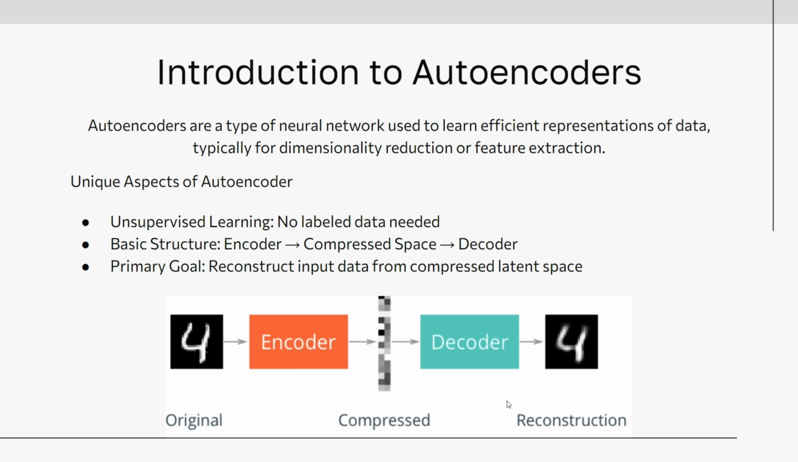So, the basic structure of an autoencoder is that we have the input data, then we give it to the encoder. The encoder converts it into a compressed space or reduced dimension. Then we give the reduced dimension as input to the decoder, where it tries to recreate the original signal from the compressed region.